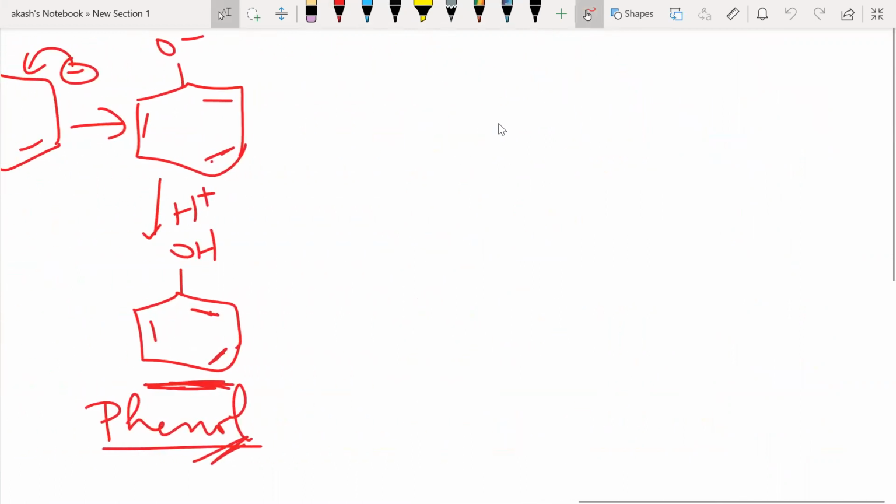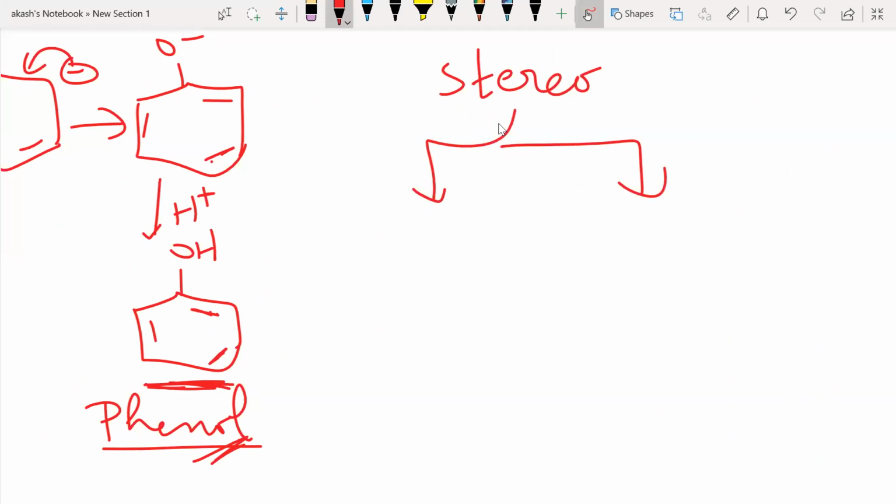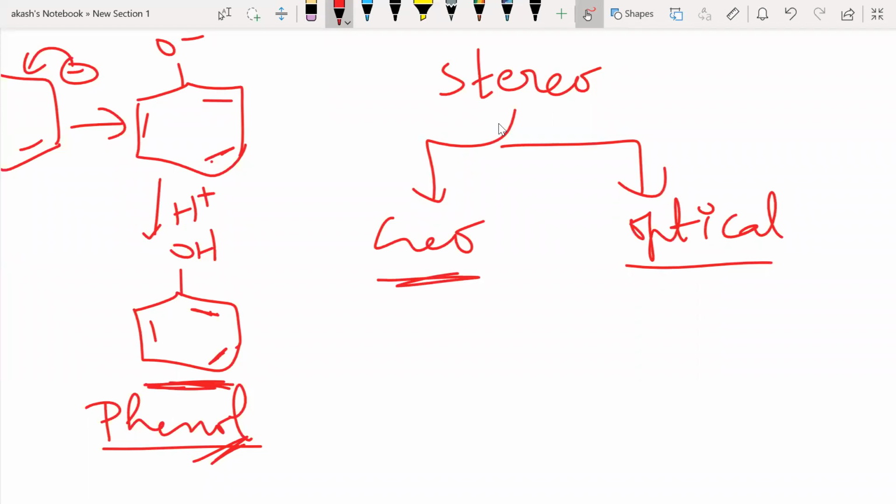So now we'll move on to the next type of isomerism. I told you isomerism can be broadly classified into structural and stereoisomerism, if you can remember. Under stereoisomerism, you again have two more types. One is called geometrical isomerism. The other is called optical isomerism. Optical we'll see in 12th class next year, and geometrical we will see now.